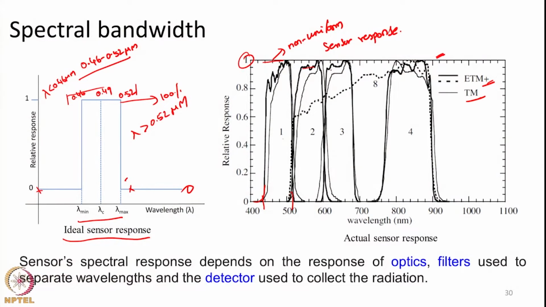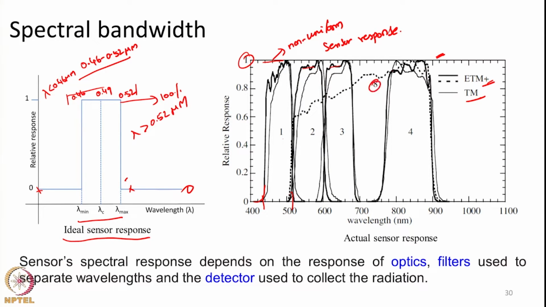So, essentially in reality a sensor response is not similar to what we saw in the ideal case. There will be differences even within the given bandwidth. So, that is what is given here. Certain sensors have different kinds of response in different bands.